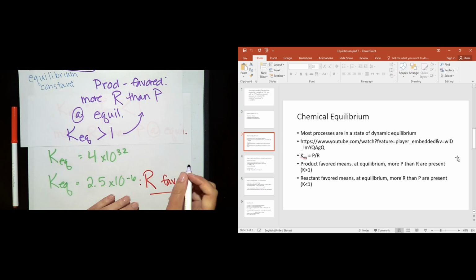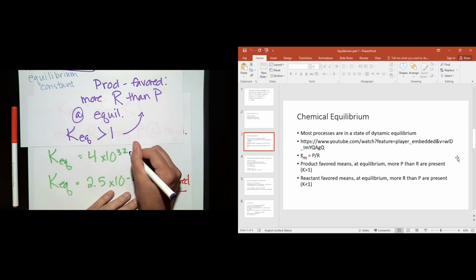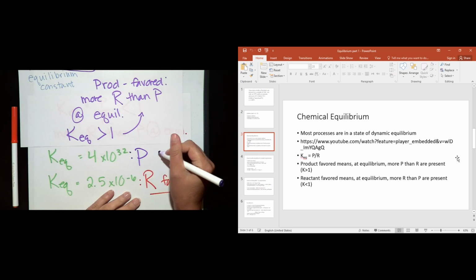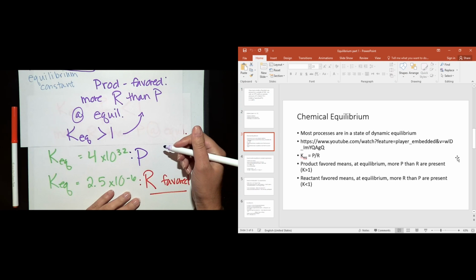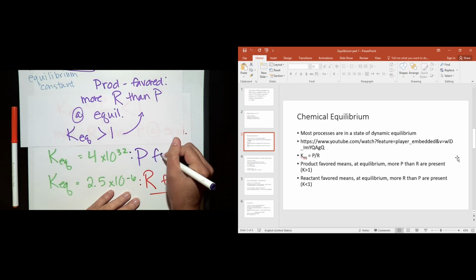Yeah, put that in my bank account. Goodbye, student loans. You know what I'm talking about. All right, capital P for, not pressure, I almost said pressure. Product favored. This is what happens when I'm left to my own devices.